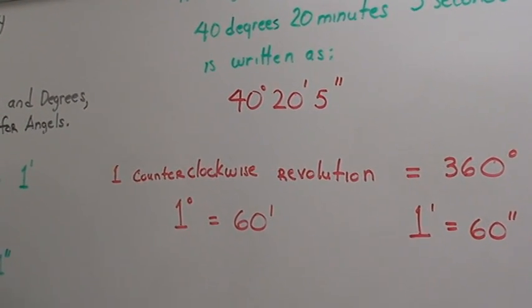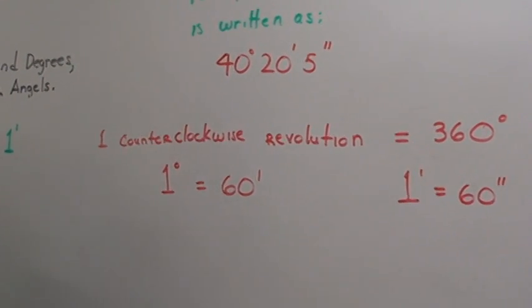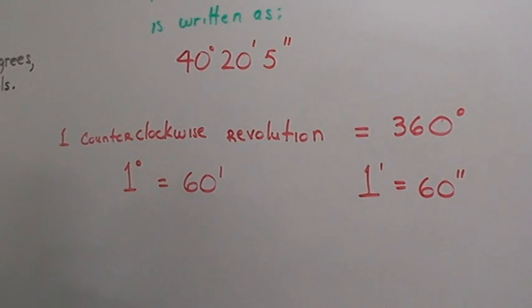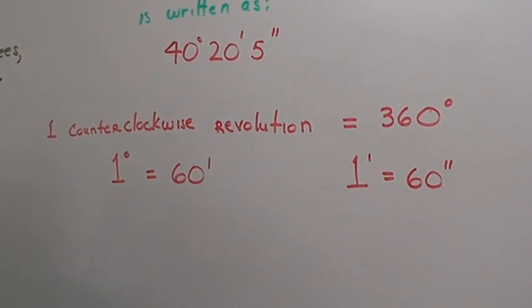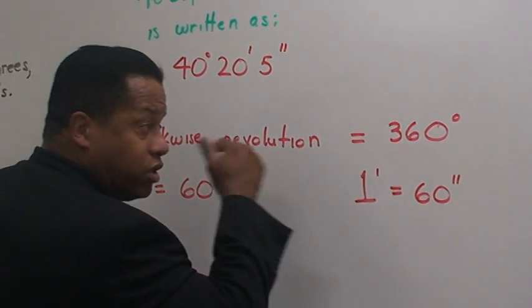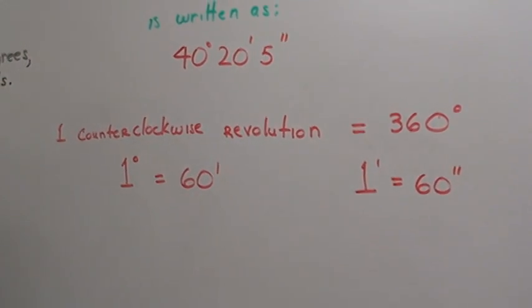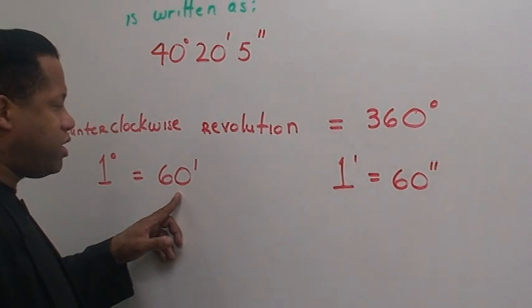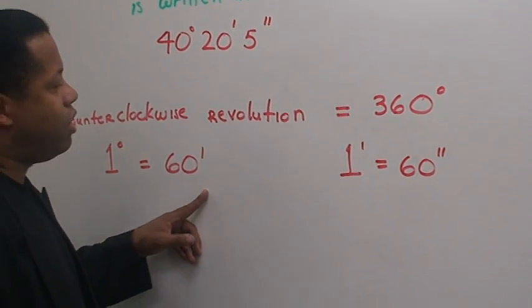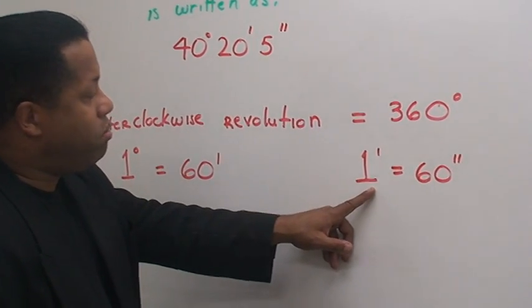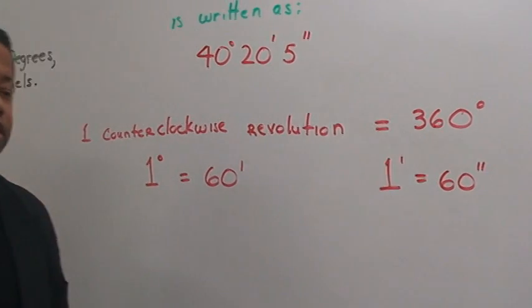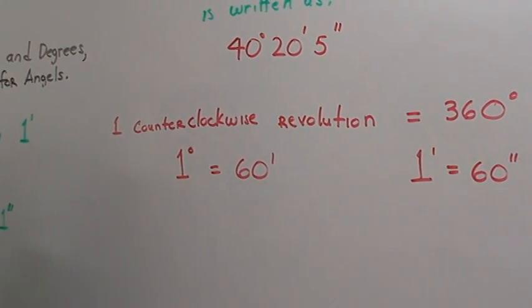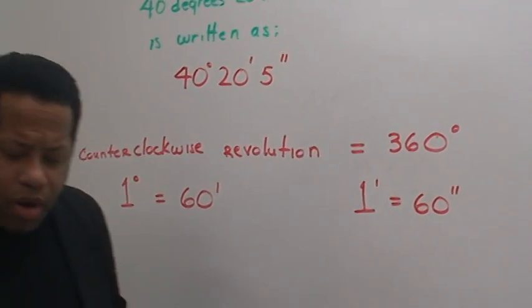Always remember, too, that one counterclockwise revolution is equal to 360 degrees. Now, let's look at these conversions. 1 degree is equal to 60 minutes, and then 1 minute is equal to, of course, 60 seconds. Let's do a problem.